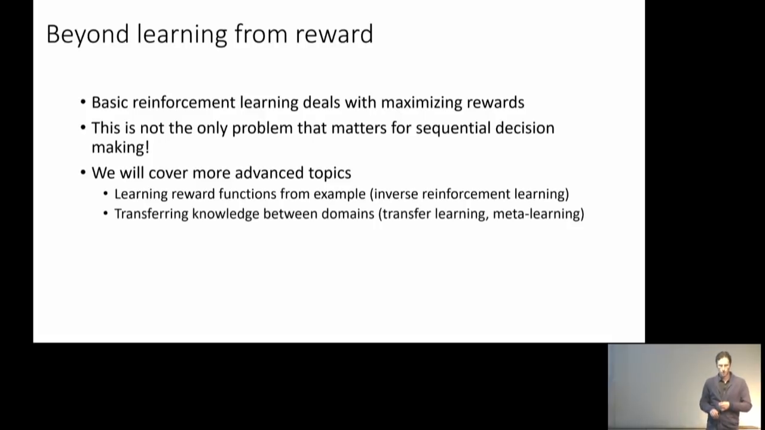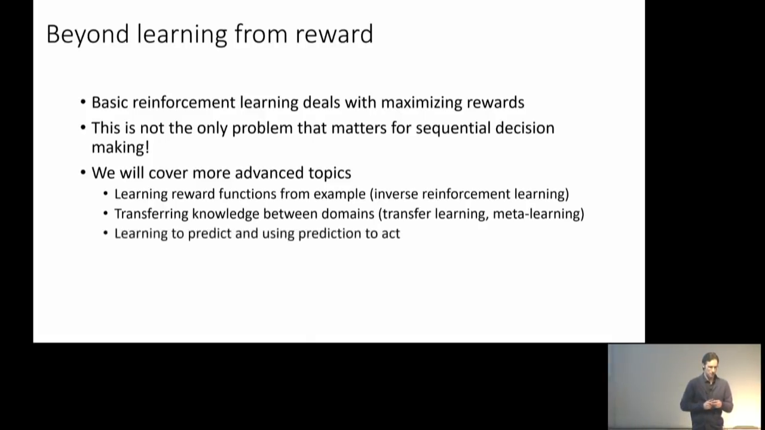We'll talk about transferring knowledge between domains. So maybe you've previously solved other reinforcement learning problems that are structurally similar, and you'd like to now solve a new problem very efficiently. People are very good at doing this. Computers are not as good at doing it, but we'll cover some recent methods for that later in the course. We'll talk about learning to predict and using predictions to act, so you can actually learn about the mechanics of how the world works, learn to predict the future, and use that to act intelligently.